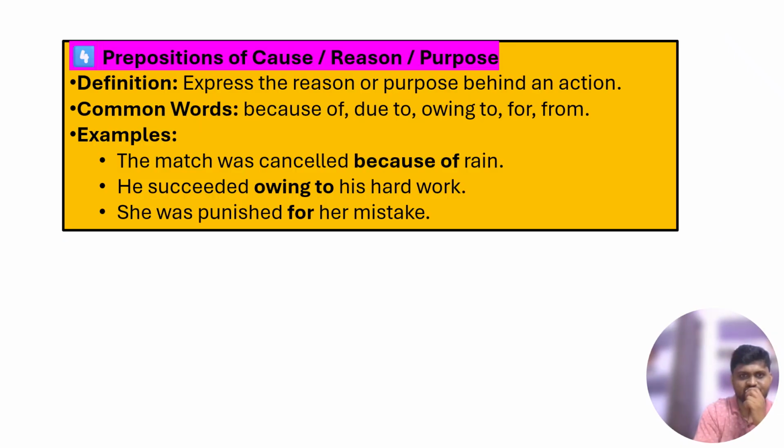Now we have prepositions of cause, reason, and purpose. And the common prepositions here are because of, due to, owing to, for, from. As you can see in the heading, they indicate the reason behind something. For example, the match was cancelled because of rain. He succeeded owing to his hard work. The last sentence is, she was punished for her mistake.